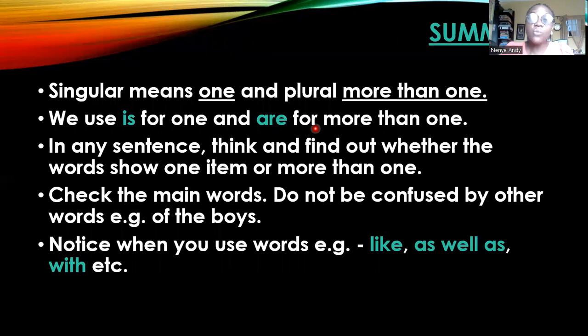Then we check the main words. We don't get confused with words following the main words like of the boys, of the bags. We use the main word like each one to know whether we should put is or are. And finally, we said words like, including, as well as, with, we do not consider them. We consider the words before them. If the words are singular, we use is, and if the words are plural, we use are.